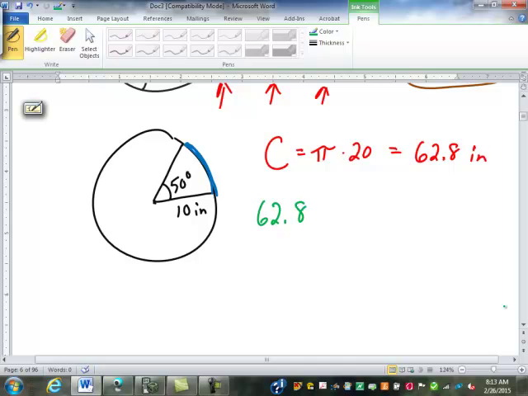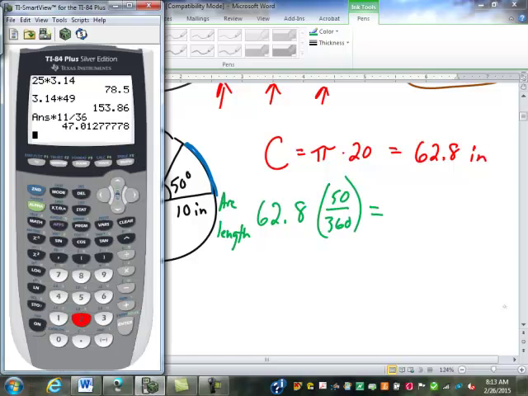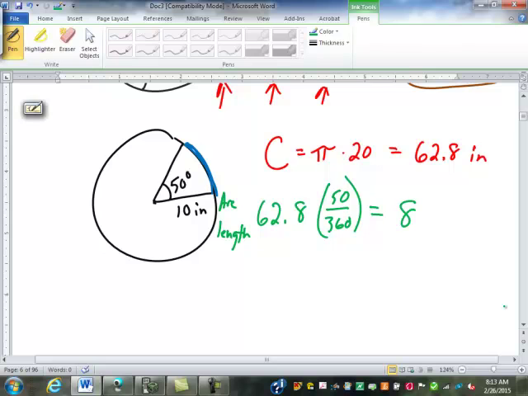Yeah, to find the length of that arc, the arc length, 62.8 times 50 over 360. That's 8.72 inches. Not bad?